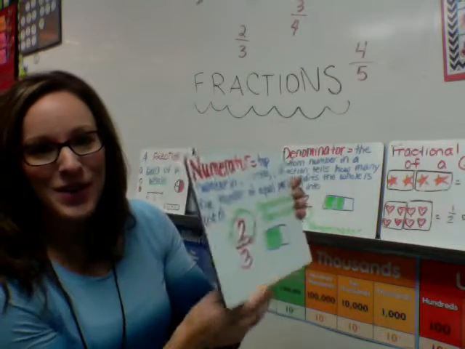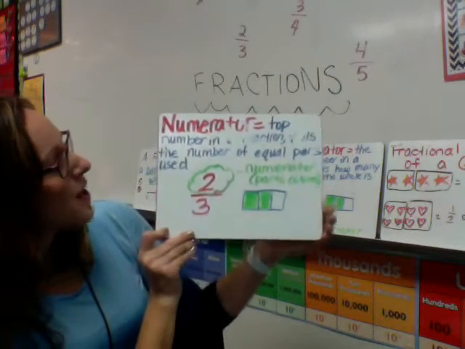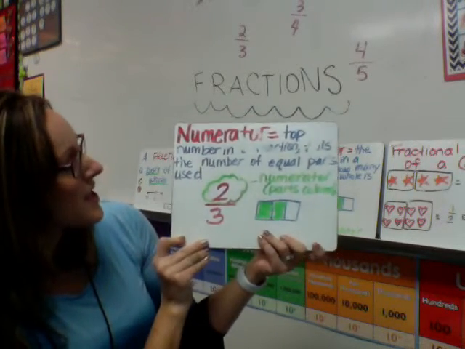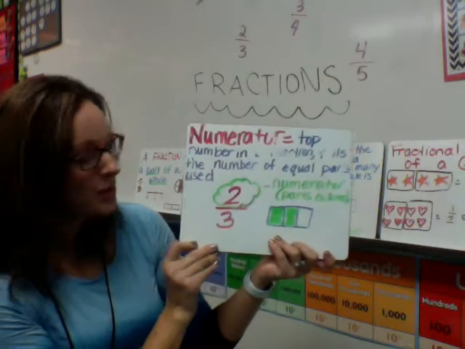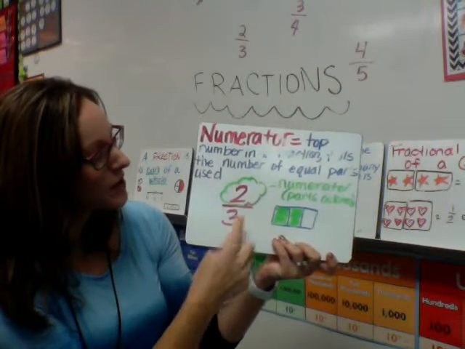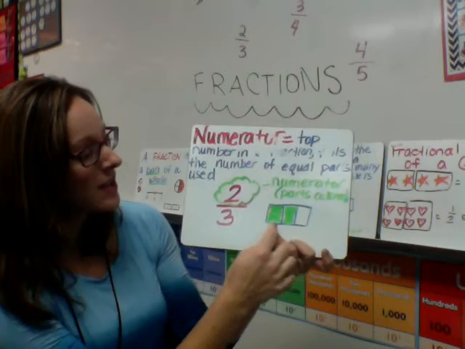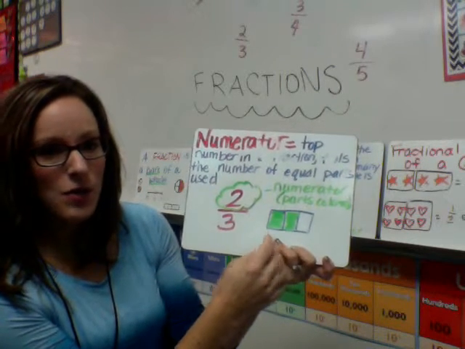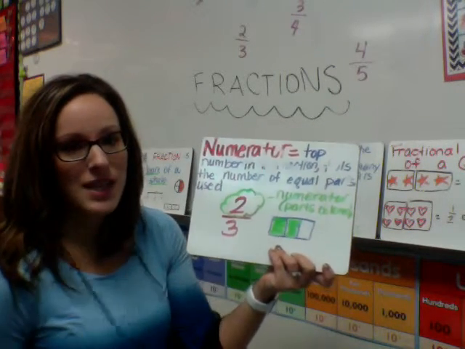The numerator in a fraction is the top number in a fraction. It tells the number of equal parts that are used. So in this fraction 2/3, 2 is the numerator, and it's also the parts that are colored in. So those are the parts of the whole that are being represented in the fraction.